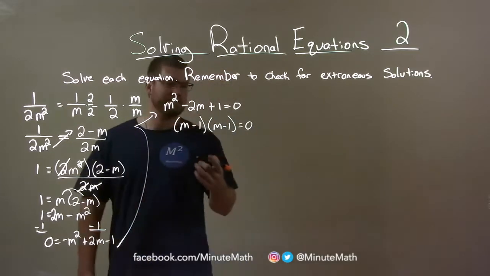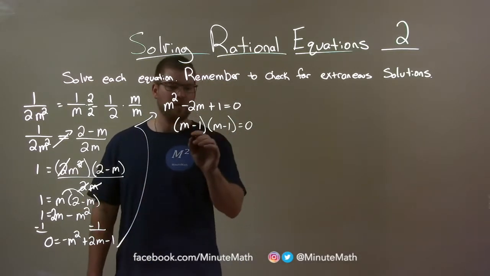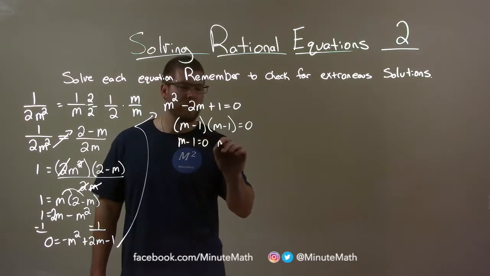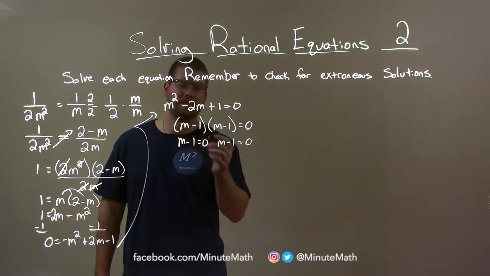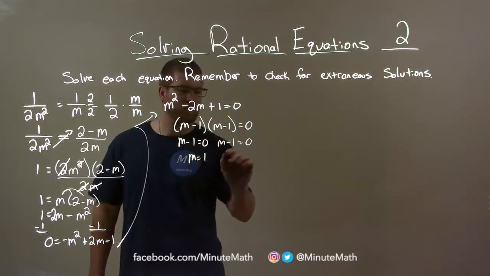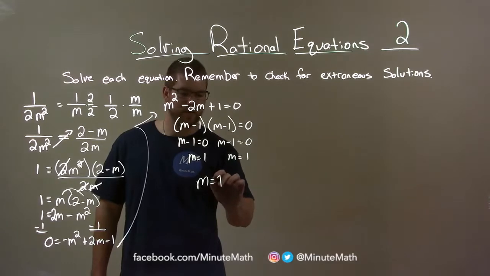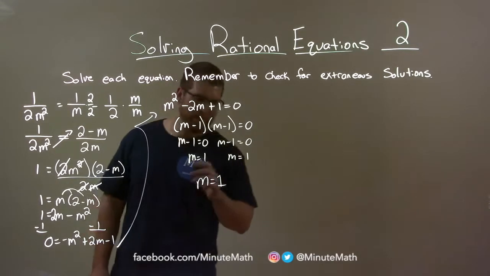And so it's the same when we solve for m, right? We can set both of these equal to 0. M minus 1 equals 0. It's the same thing. m equals positive 1 for both of them, and we only need to write that once. M equals positive 1.